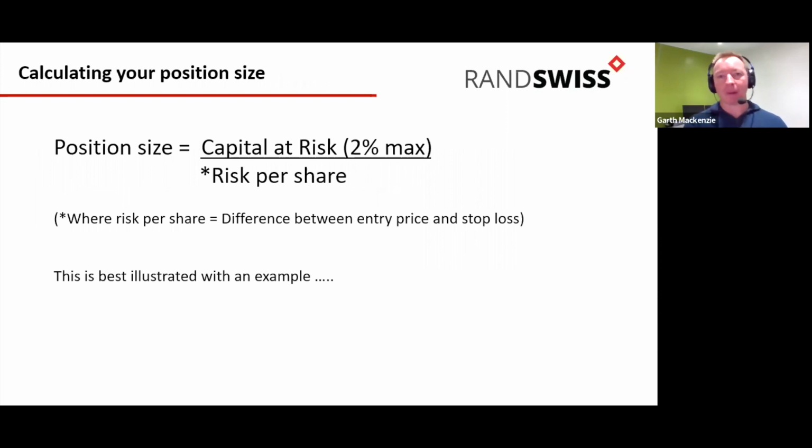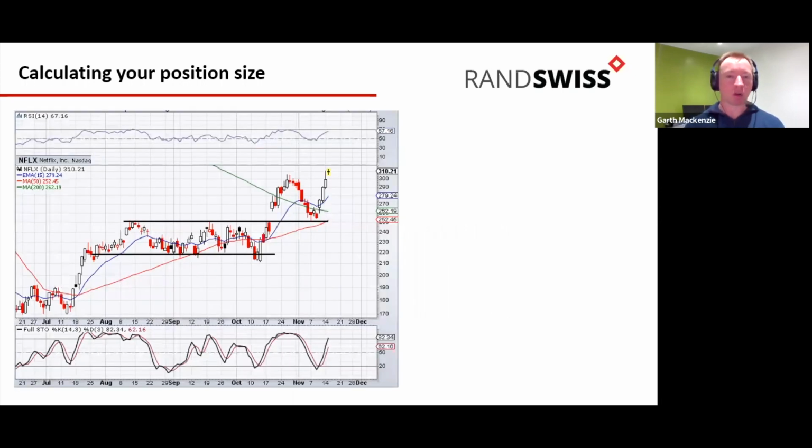Now, the next important point is calculating your position size, and we tie this all back to that capital at risk. There you've got the formula. It's pretty straightforward. Your position size should be the capital at risk, which as I said is 2% of your capital maximum, divided by the risk per share. The risk per share is the difference between your entry price and your stop loss. It's best illustrated with examples.